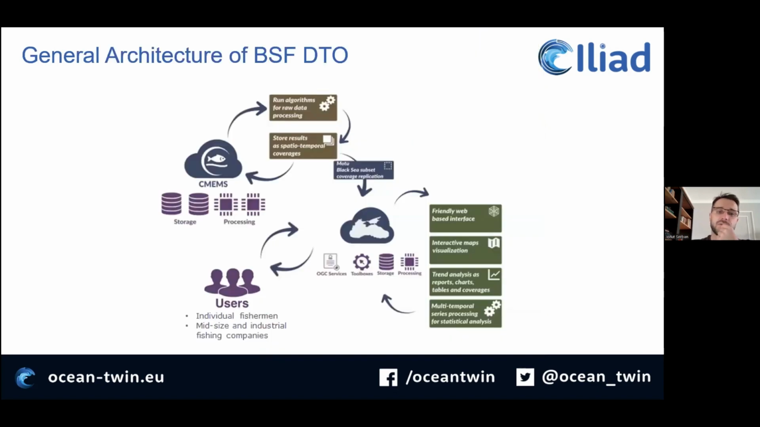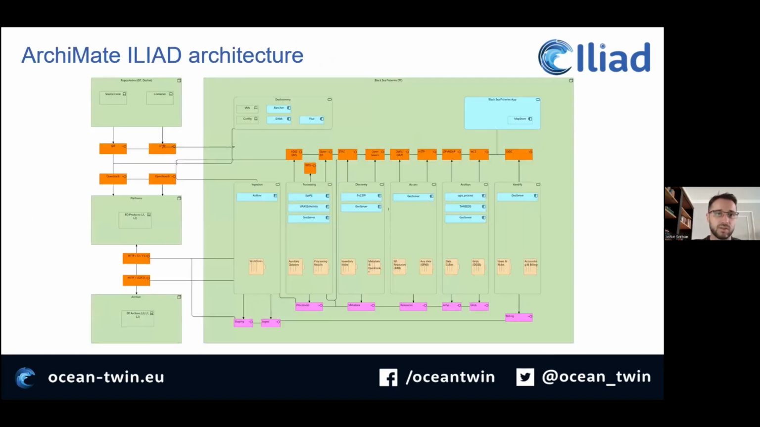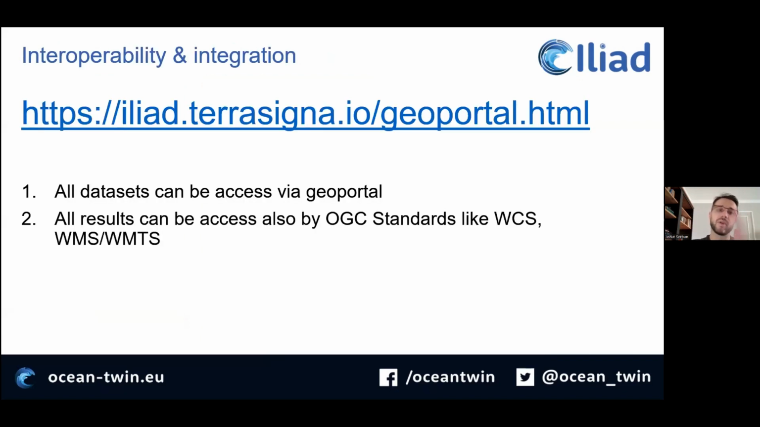So this is the architecture of our twin. It basically works as a downstream service of Copernicus products. It integrates other products, of course, and it offers users access to all the data through a friendly web interface. This is the ArchiMate Iliad architecture. I will not go further into those details. The main idea is our DTO is operational. You can access it at this link. All the data sets are available there, and results can also be accessed or incorporated in other solutions using OGC standards like WMS, WMTS, and so on.